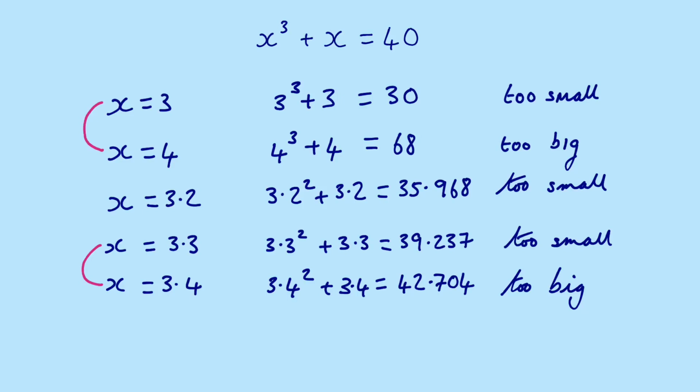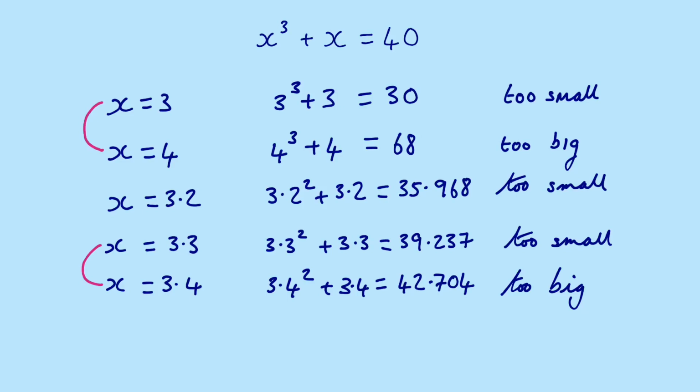Now the next question is, how do we decide which answer to write down, x equals 3.3 or x equals 3.4? Looking at the answer to 3.3 and 3.4, the answer we need to get to 40 is closest to when we use x equals 3.3. As you can see, it's 39.237, which is very close to 40. So the answer to one decimal place looks like it will be x equals 3.3.